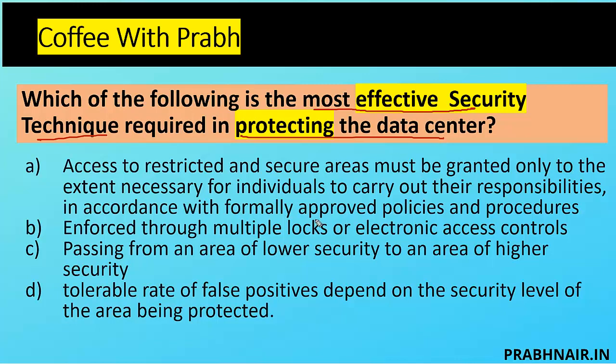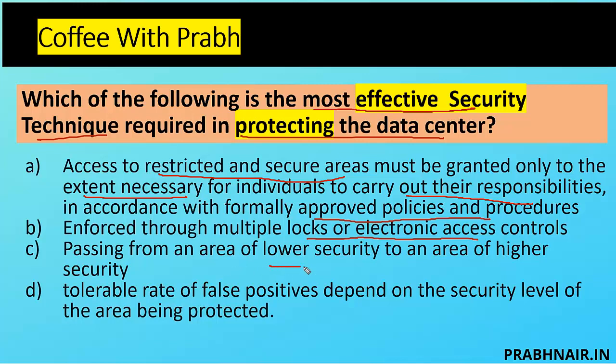That makes sense, because the approved policy and procedure is governance, carrying out a responsibility and extent necessary is the principle of least privilege, and access to restricted and secure areas. So these are terms used for best practices. Option B: enforced through multiple locks or electronic access control, but that is more of a technical and physical control.